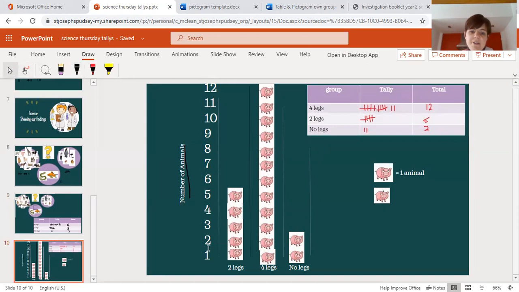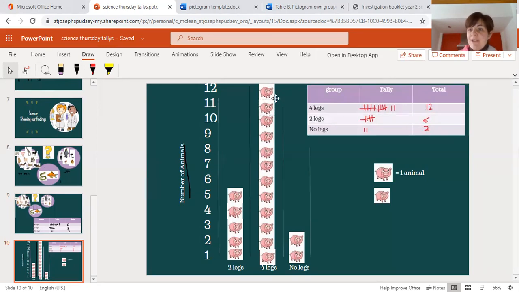And so it's got numbers, and I go all the way to 12. Count with me. 1, 2, 3, 4, 5, 6, 7, 8, 9, 10, 11, 12. And that's because there were 12 pigs. There were 12 pigs. Not 12 pigs, it was 12 animals that had 4 legs.